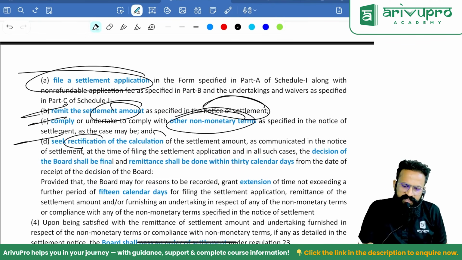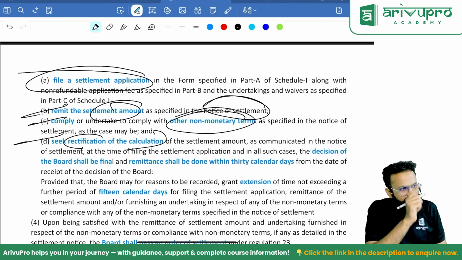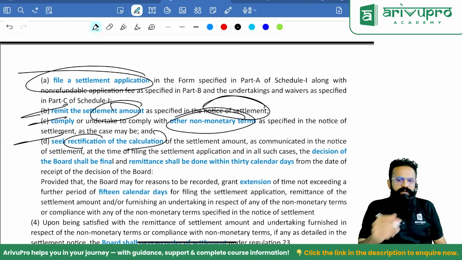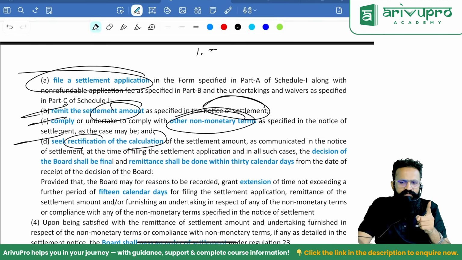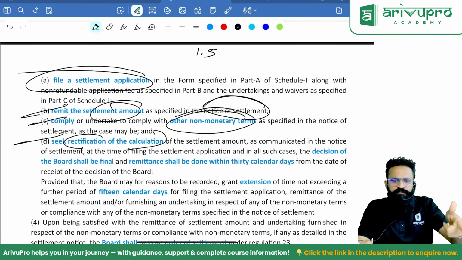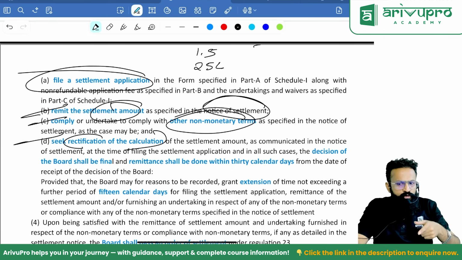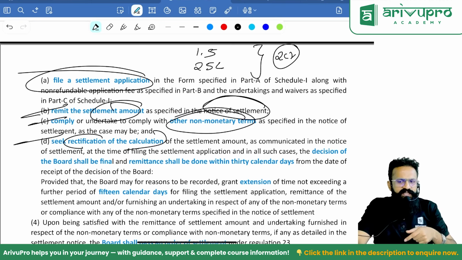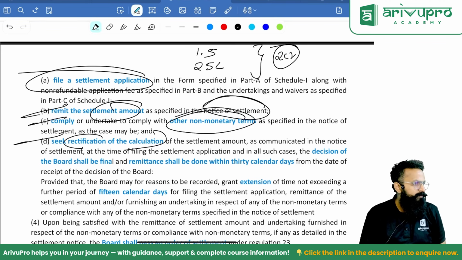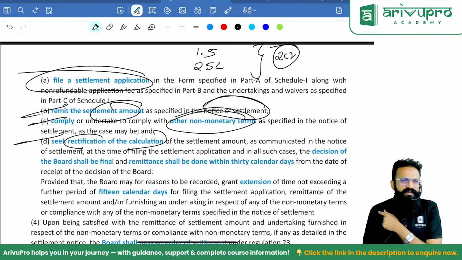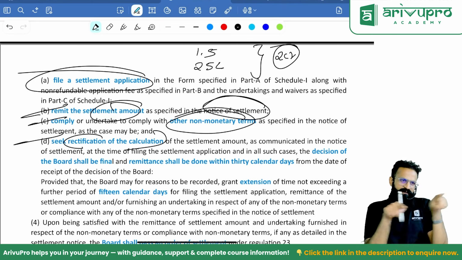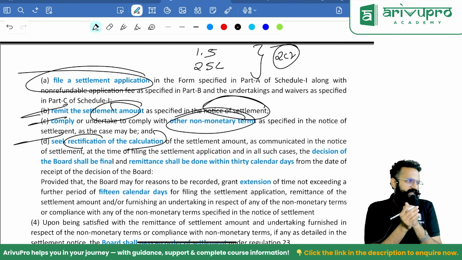Seek rectification of calculation, if any. This is the only thing you will have. What is that? SEBI has said, you have done that, for that you need to pay 1.5 crore. You have done this, for that you need to pay 25 lakhs. So together you need to pay 2 crore. Please pay within 30 days. Sir, now I will say, sir, I will pay whatever you said, sir. But 1.5 plus 25 lakhs, sir, will come to 1.75, sir. But you have mentioned it as 2 crores, sir. Please rectify that. That alone is allowed.